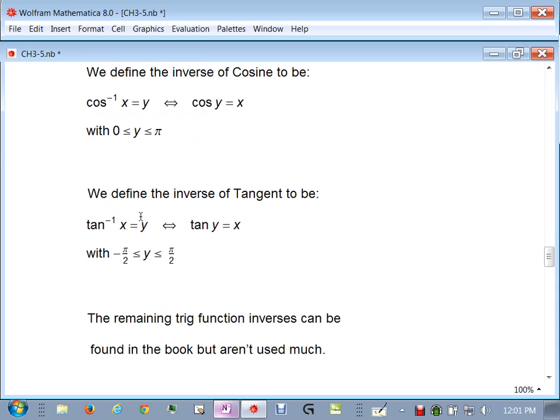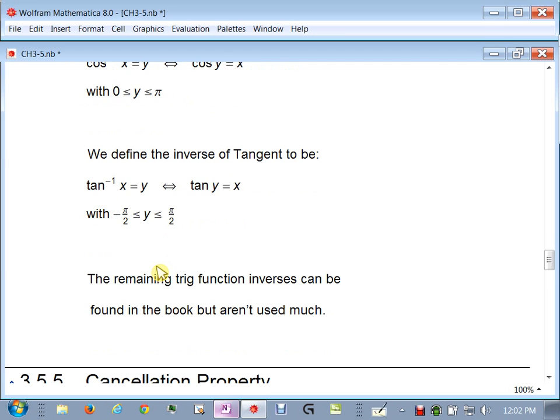Now, we can do the same thing with tangent. We can define the inverse of tangent. For tangent, the restriction we use is exactly the same restriction as we did with sine. We won't go look at the graph, but that's the restriction. The remaining trig function inverses can be found in the book, but aren't used much. So if you go in your book, and we're working out of section 3.5, somewhere in there it has a list of the different inverse trig functions and what their restrictions are.